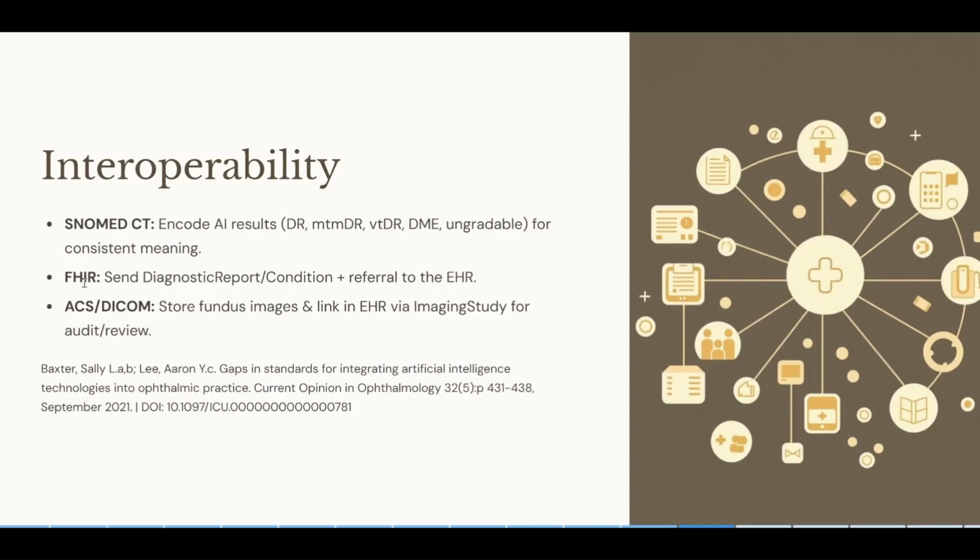Next, the FHIR, which is a modern health data standard, lets us send results like the diagnostic report or any flagged condition straight to the EHR system, including any necessary referrals. And the DICOM, originally built for medical imaging, helps store the actual input eye images, which are known as fundus photos, and securely link them in the EHR for future audit, review, or clinical follow-up.